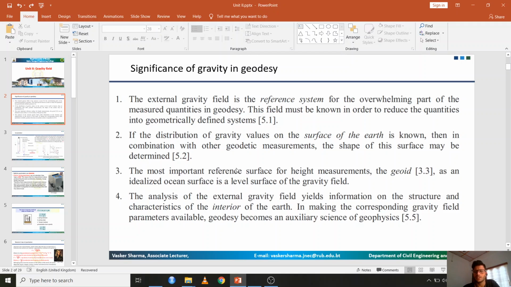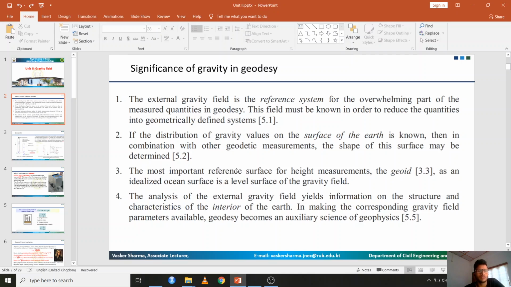Another use is getting information about the interior characteristics of the earth, like densities. You try to see the rock densities and all. So gravity is used in this, and geophysicists use this information from gravity. So geodesy also becomes a part of geophysics. This is the importance of gravity in geodesy.